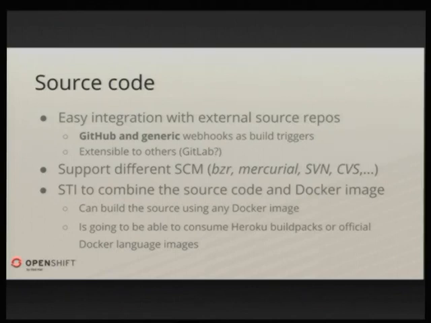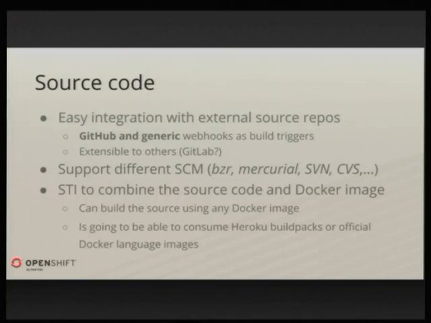I was talking about STI before. STI is a project that is coming as a component of OpenShift V3. STI is there to combine the source code of your application with the Docker image. So why can't you just do a Docker build? That's a natural question. Why do you need to use some weird STI tool?